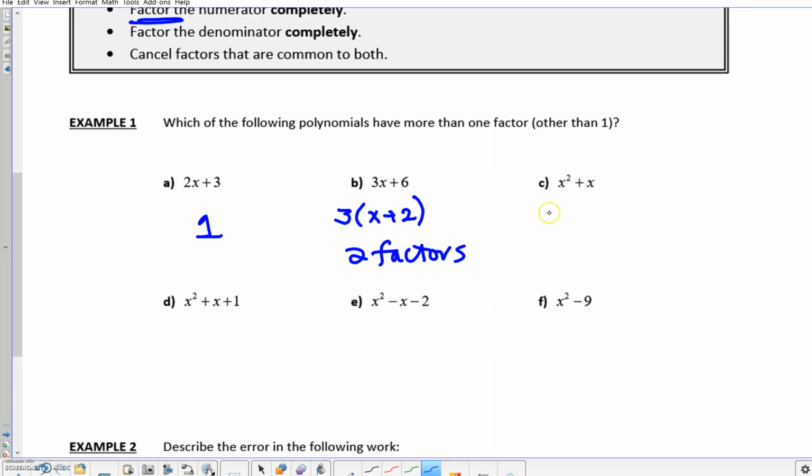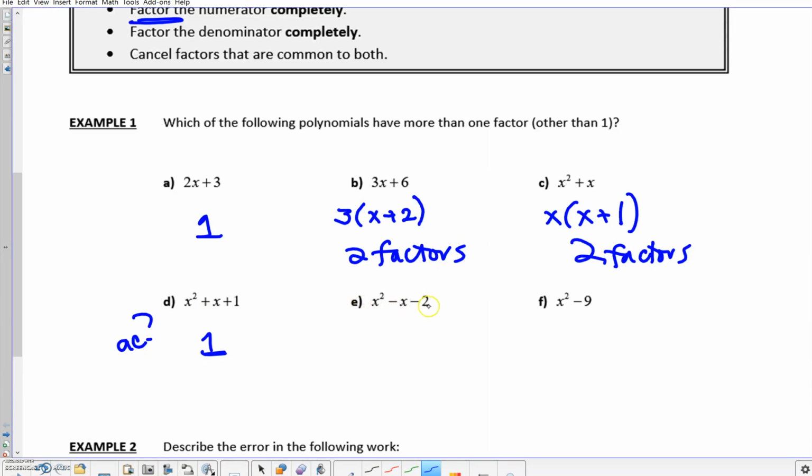C, again, I can factor out an x, and it'd be x plus 1. So there are 2 factors here. X squared plus x plus 1, now I would have to think the AC method. But 2 numbers that multiply to be 1 and add to be 1 don't exist. So this one, although it has 3 terms, only has 1 factor.